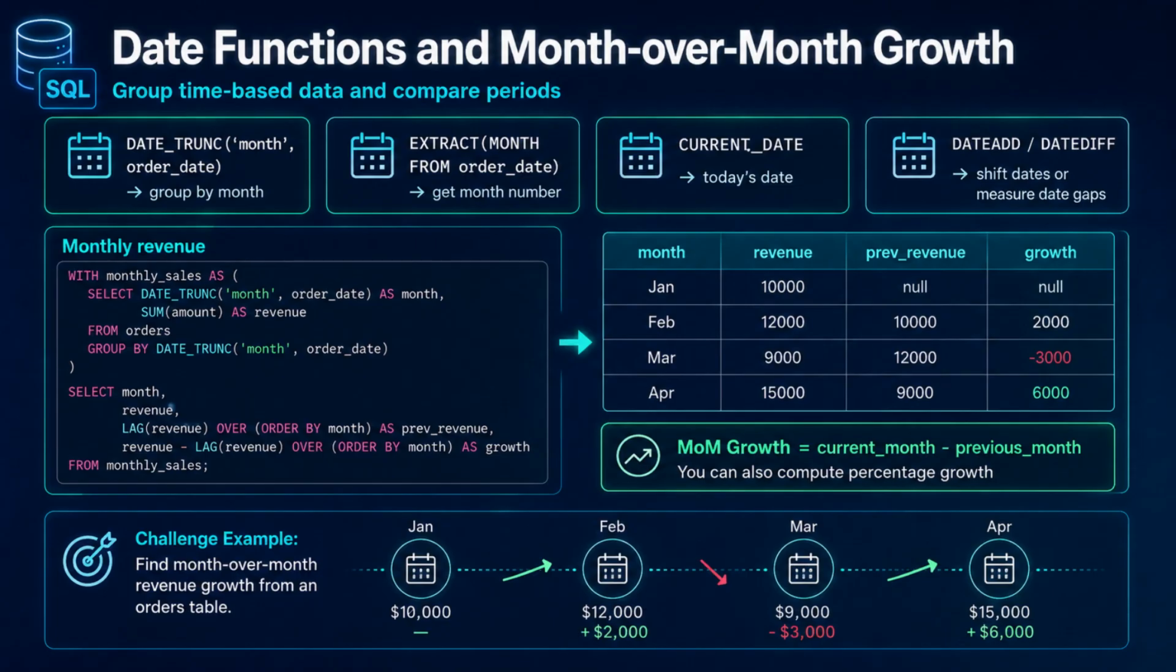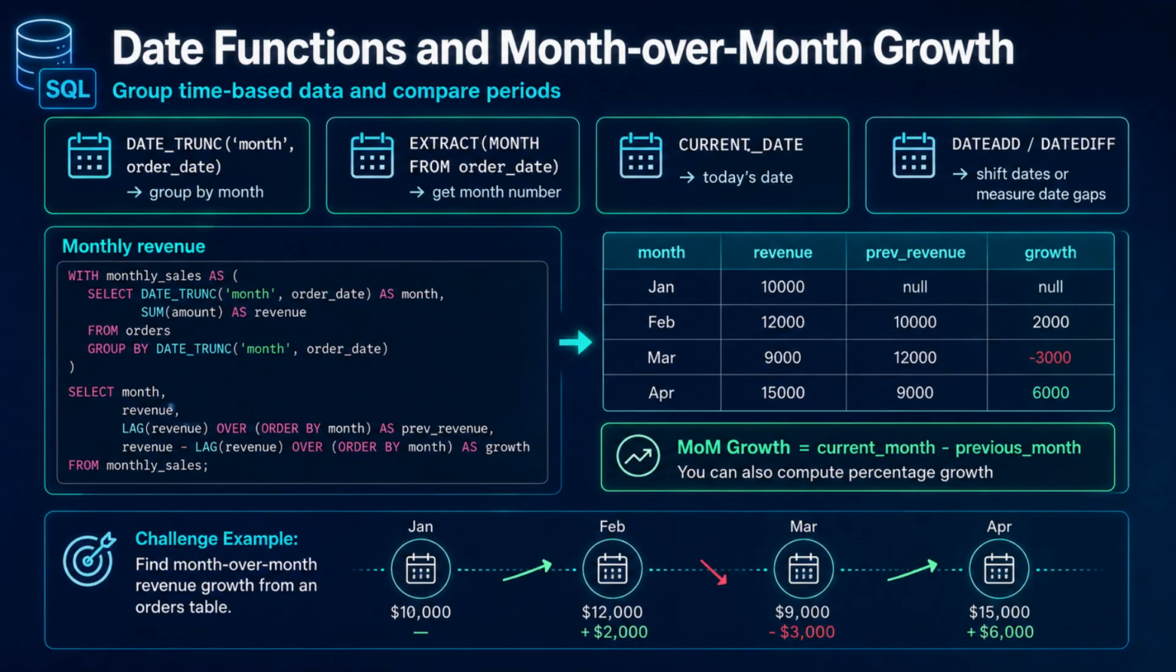In the example, January has $10,000 in revenue. Since there is no previous month, the growth is null. February has $12,000 with the previous revenue being $10,000, resulting in a growth of plus $2,000. March shows $9,000, while the previous month had $12,000, leading to a decrease of $3,000. April brings $15,000, with the previous month at $9,000, giving a growth of $6,000.